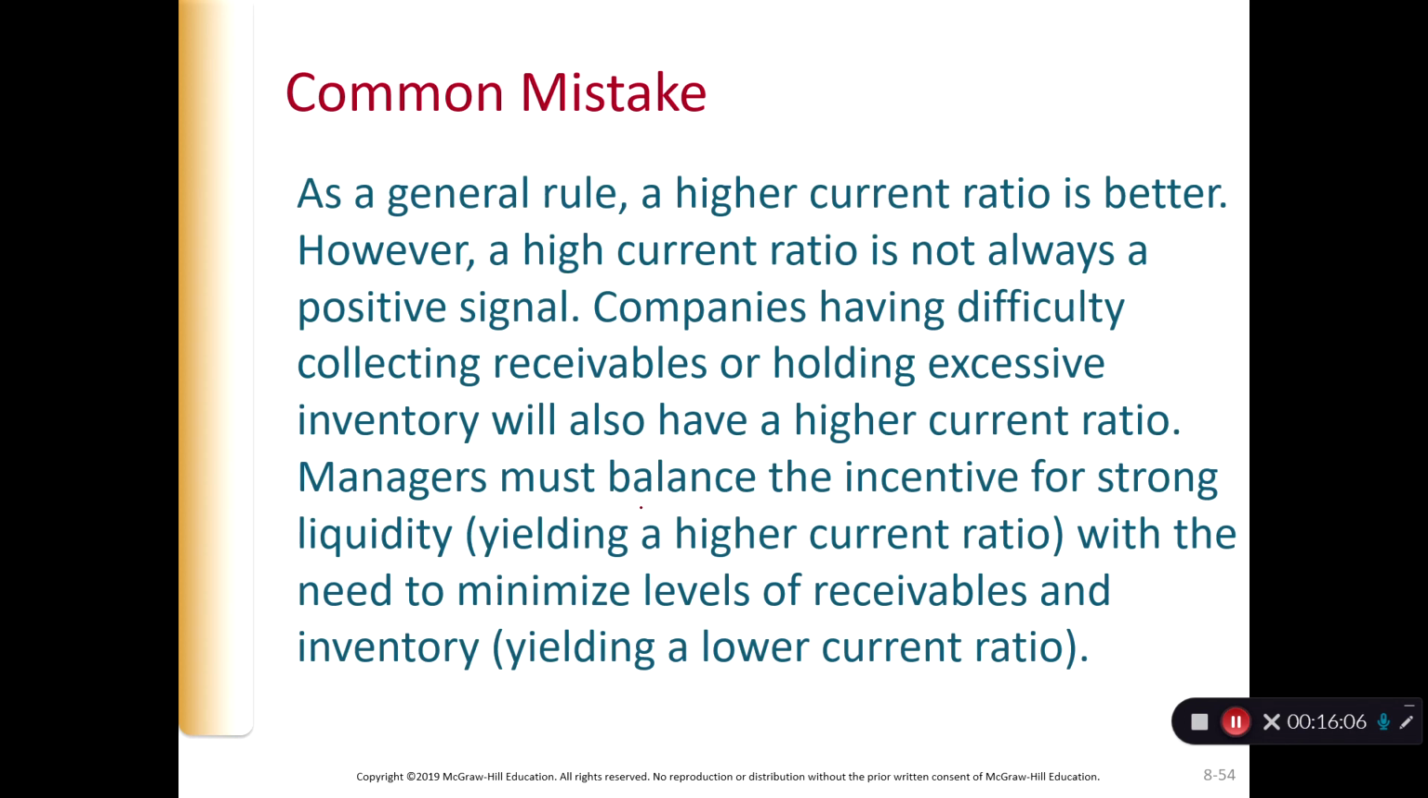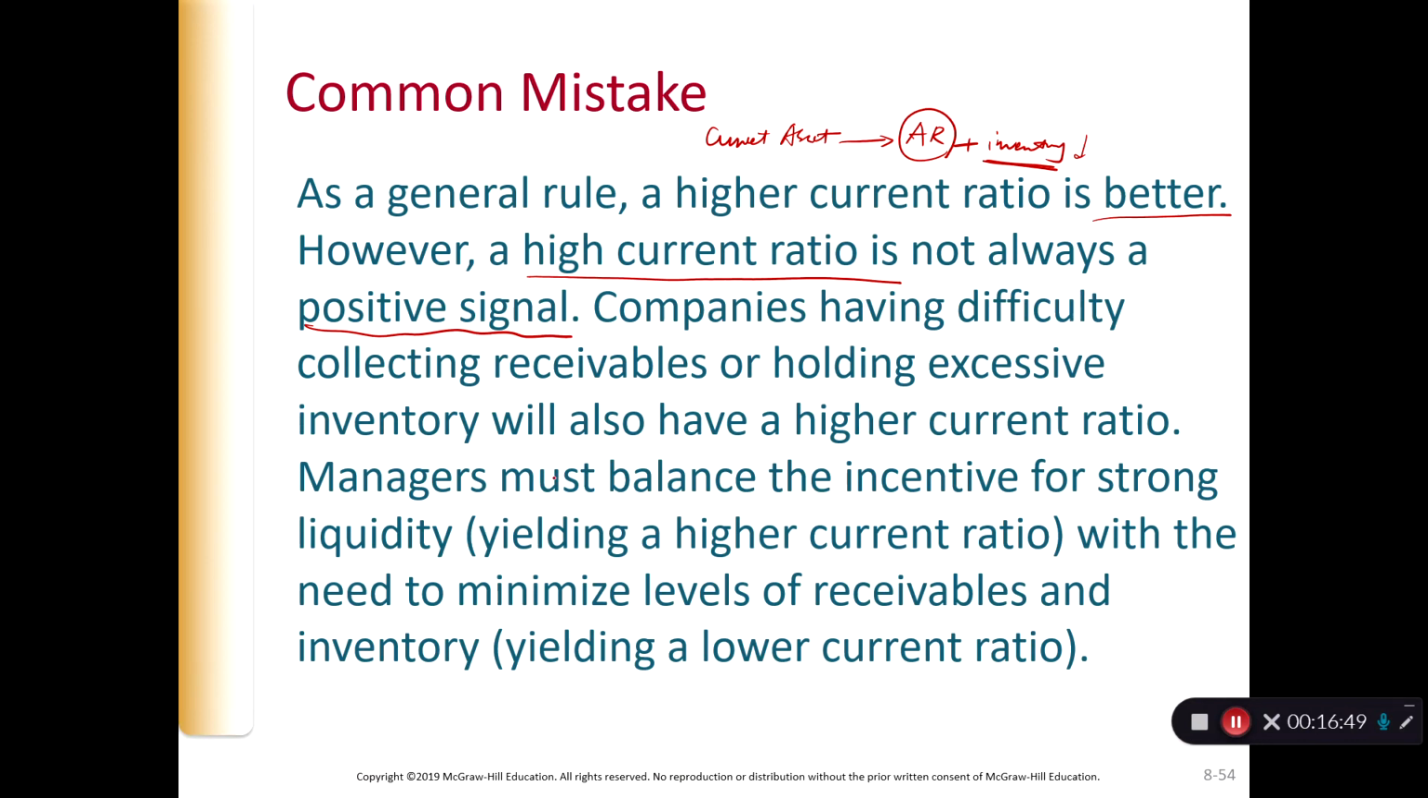Okay, the general rule is that a higher current ratio is better, but a high current ratio is not always a positive signal. Remember, current assets include accounts receivable and inventory, right? If you have too much accounts receivable outstanding, that means your collectability is really low. That's not a good thing. And when you have too much inventory, that means your inventory may be obsolete. It's staying in the warehouse too long, it's devaluing, it's wearing out.